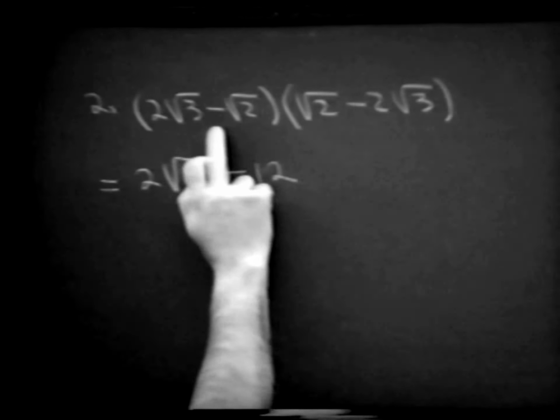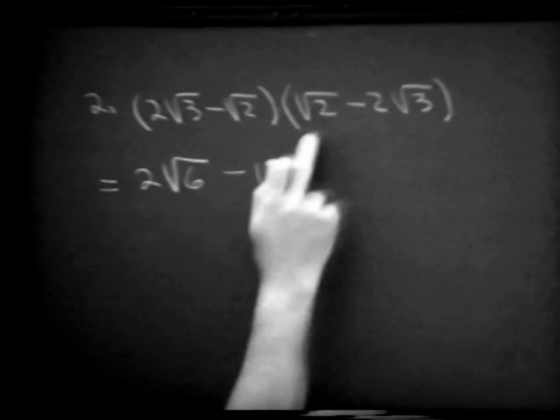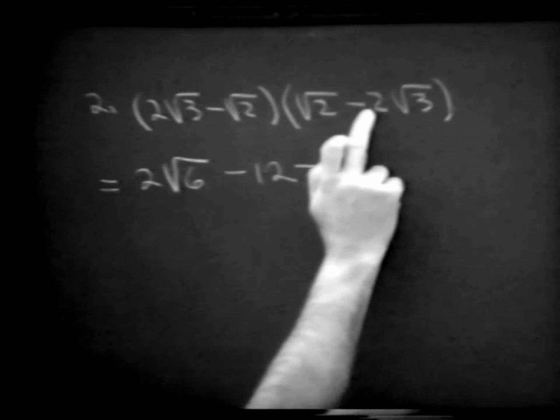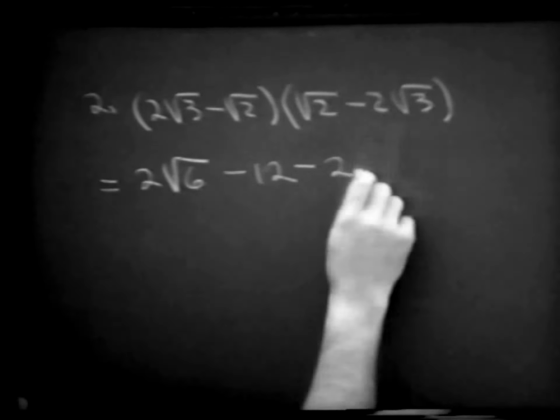All right. And now we have here a negative root 2 times root 2, which is 2, so a minus 2. And a negative root 2 times a negative 2 root 3 is what? A positive 2 root 6. Everyone agree with this? And now looking at that, we have some simpler names in there. What then is the most simple name for this, Kirby? Here we have 2 root 6 plus 2 root 6 is 4 root 6, minus 12 minus 2, which is a minus 14.